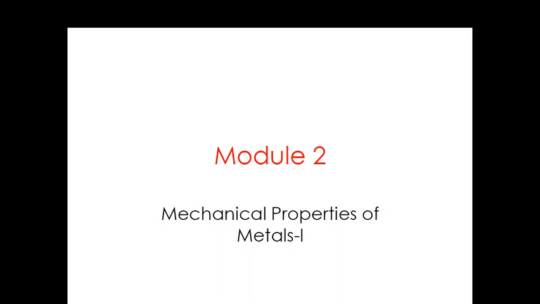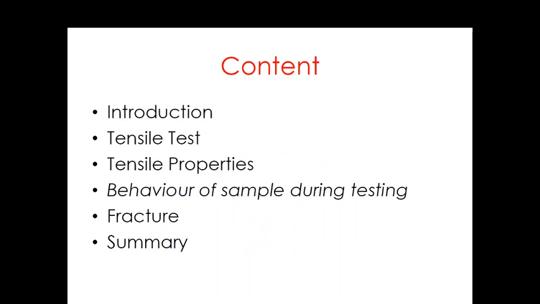So today we are going to discuss the next module, that is mechanical properties of metals. In this topic, we'll discuss the overview of mechanical properties of metals, that is the introduction part, and in this session we will discuss the tension test or tensile test, which is a mechanical test carried out in order to determine certain mechanical properties, that is tensile properties. Then we will discuss the behavior of the sample during tensile testing, then fracture, and finally the summary.